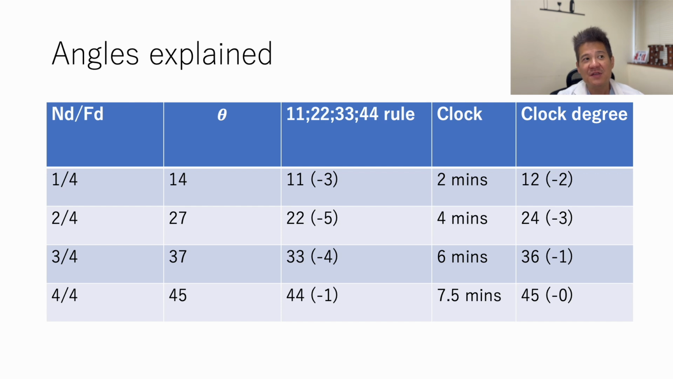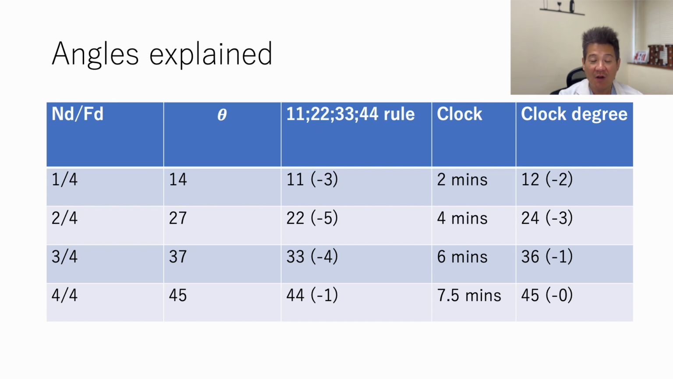You remember, there's also a clock face model that I talk about. So this is easy for you to use your brain to imagine how much you need to turn, because 2 minutes roughly corresponds to 11 degrees, and 4 minutes to 22. That's why I say that. But of course, we all know 2 minutes is actually 12 degrees, which is 2 degrees less than 14. Okay, 4 minutes is 24 degrees, which is 3 degrees less than 27. 6 minutes is actually 36, which is 1 degree less than 37. And 7.5 minutes is 45 degrees, exactly the same.